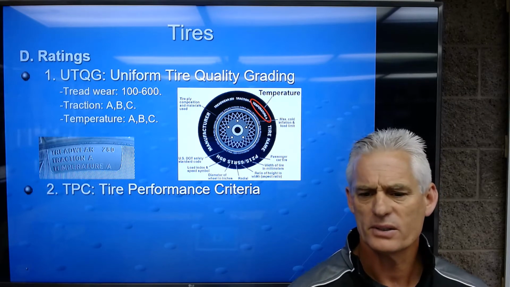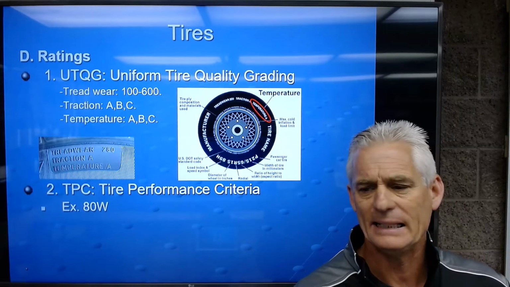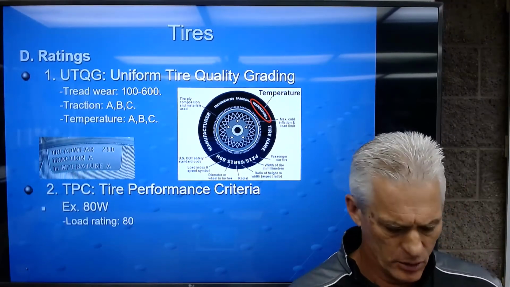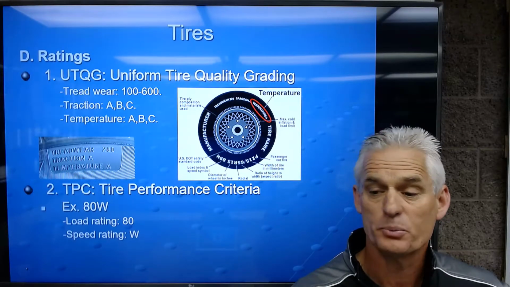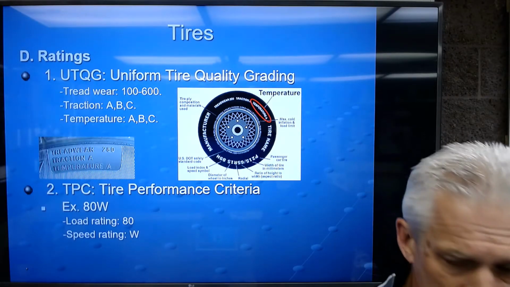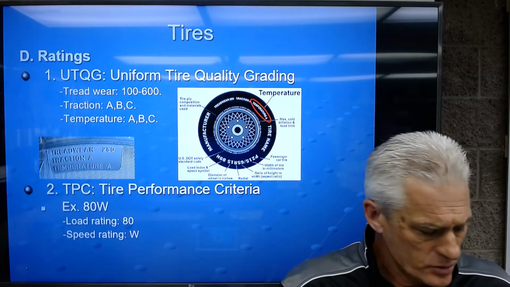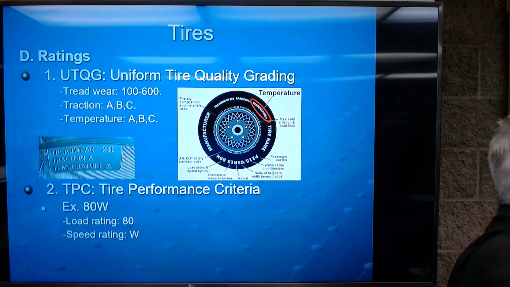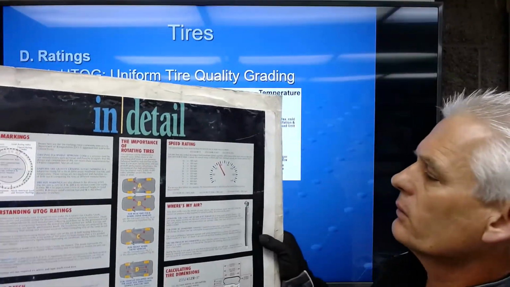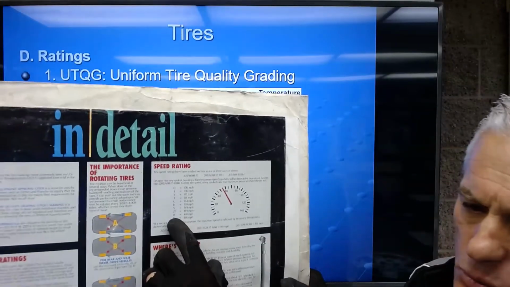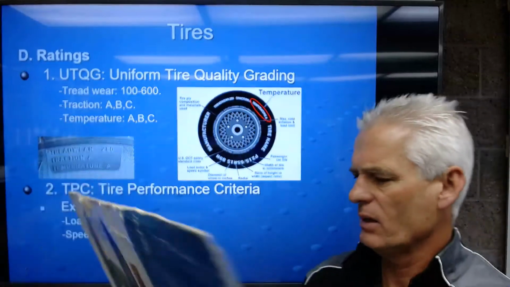So next is what's called the TPC, or Tire Performance Criteria. An example is 80W, where the 80 is a load rating that has to do with how much weight the tire can handle, and the W is a speed rating. And the speed rating is given as a certain miles per hour that tire can sustain for 30 minutes. So on the speed ratings, a W rating on the Tire Rack is 168 miles per hour. They say this thing can sustain for 30 minutes.